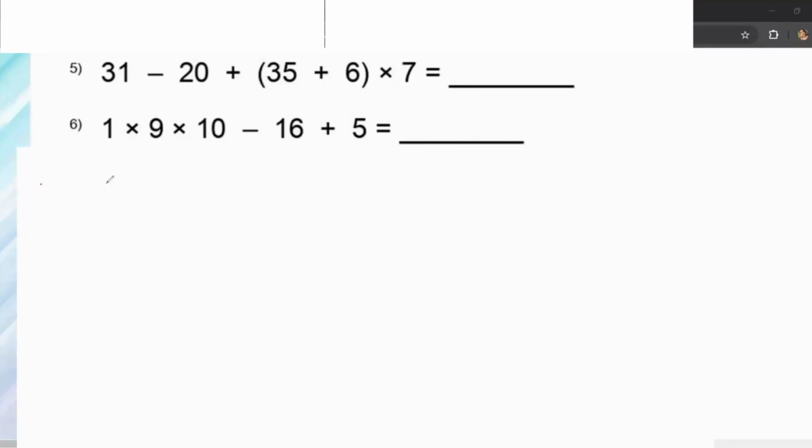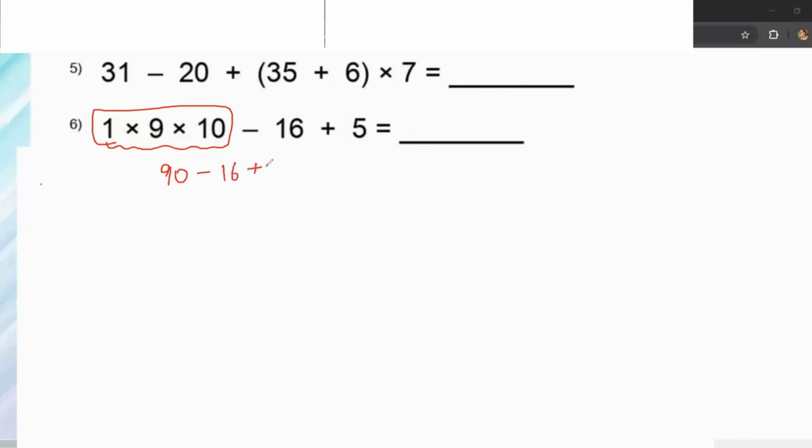Okay. So now you have 1 times 9 times 10 minus 16 plus 5. So all these are getting multiplied now. So you can multiply them in any order because multiplication is commutative, and whatever order you do, that doesn't matter. So 1 times 9 is 9 and 9 times 10 is 90.